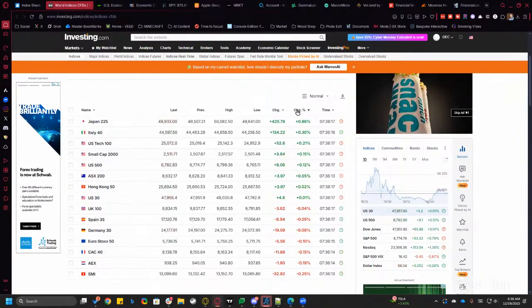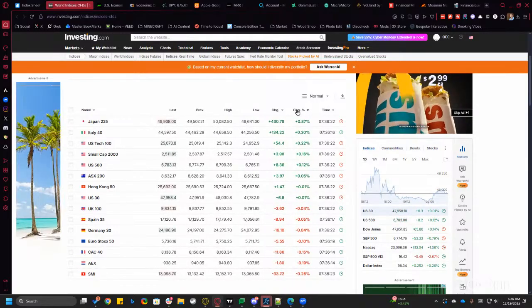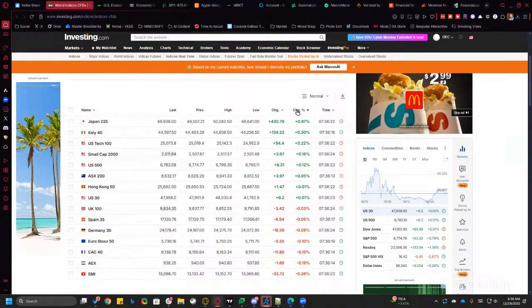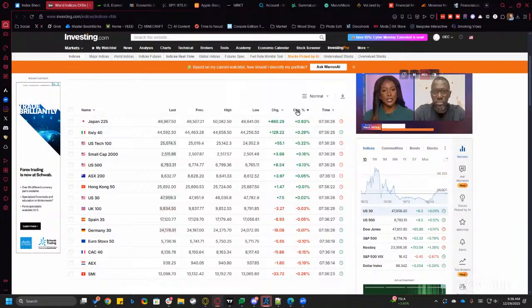So let's look what's going on out there. Japan is up close to 1%, and the S&P is basically flat on the day with the Dow.